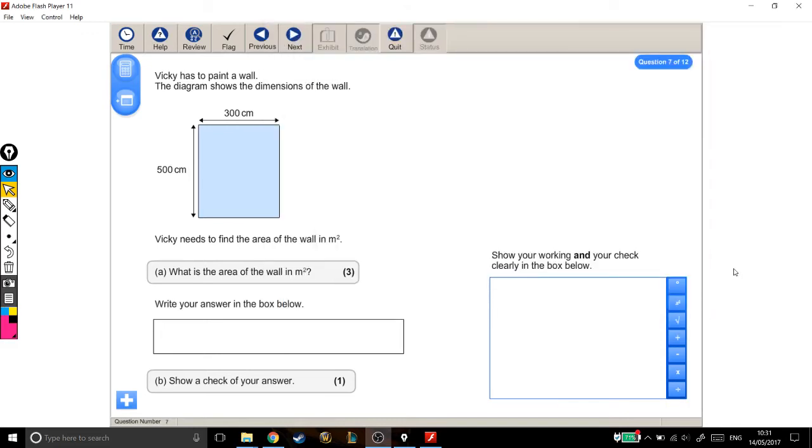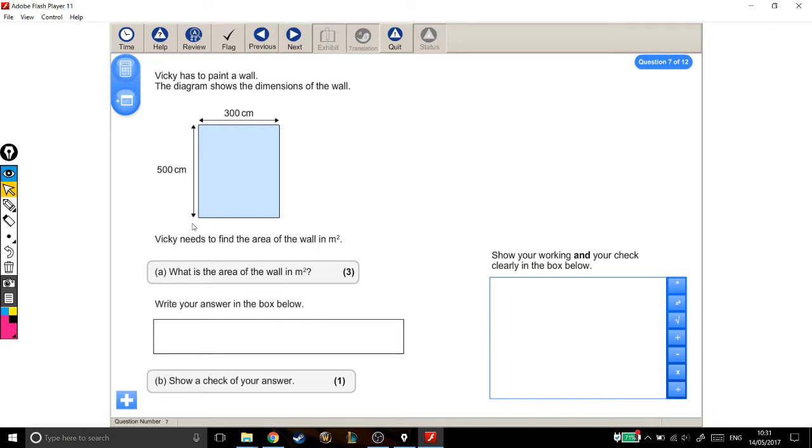Alright, let's have a read through this one. Vicky has to paint a wall. The diagram shows the dimensions of the wall. It's 300 centimeters wide and 500 centimeters tall. Vicky needs to find the area of the wall in meters squared. What is the area of the wall in meters squared? Write your answer in the box below and then show a check of your answer.